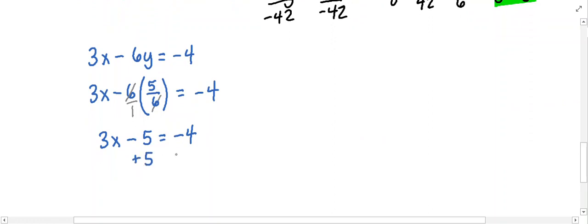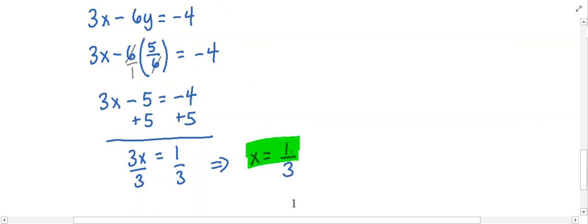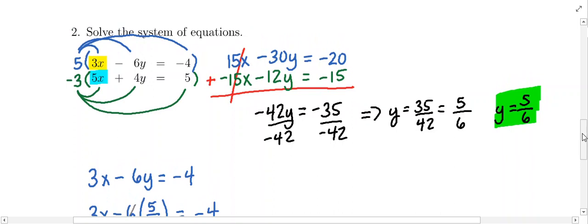I'm going to add 5 to both sides. I'm going to get that 3x is equal to positive 1. Divide both sides by 3. So the x value here has to be 1/3. Okay, so we are done because we have both the x and the y. Again, you can substitute both of these values into both equations and you should end up with a true statement. That's how you can check yourself.